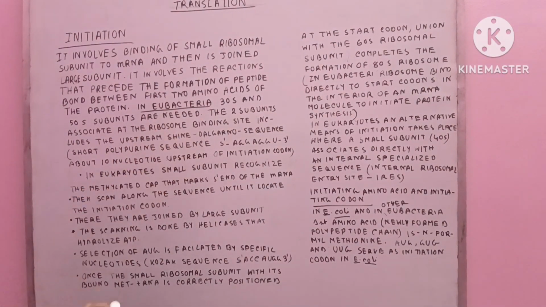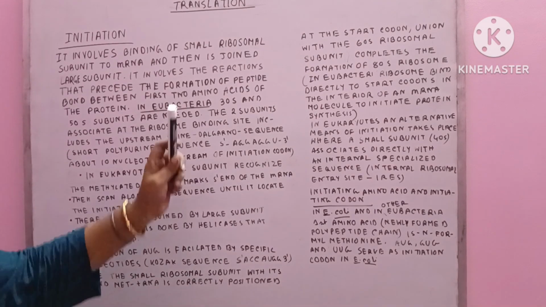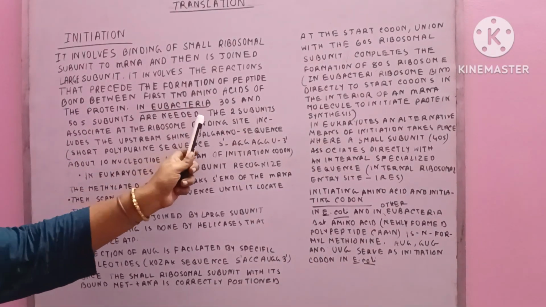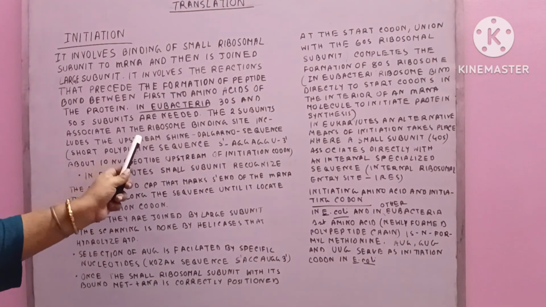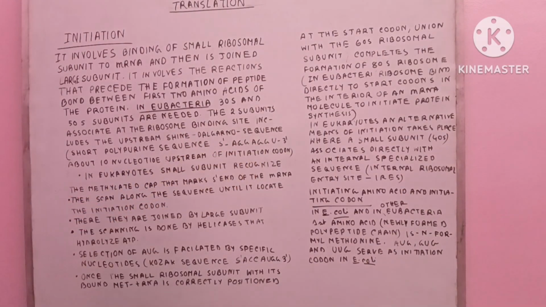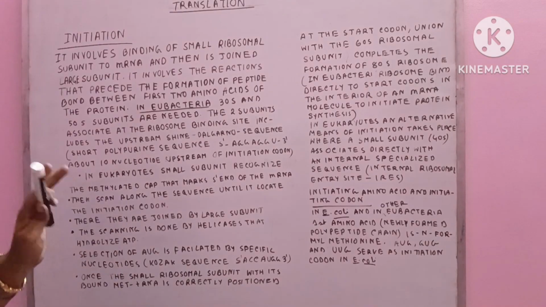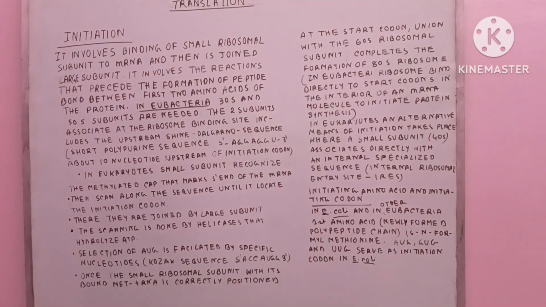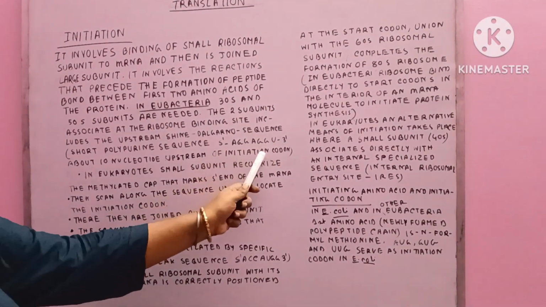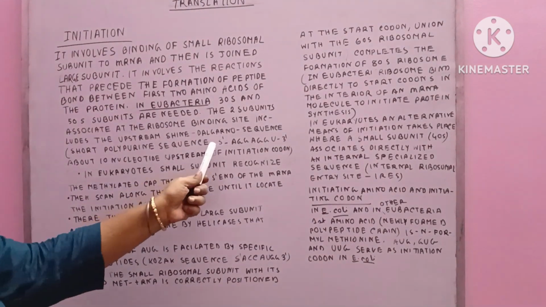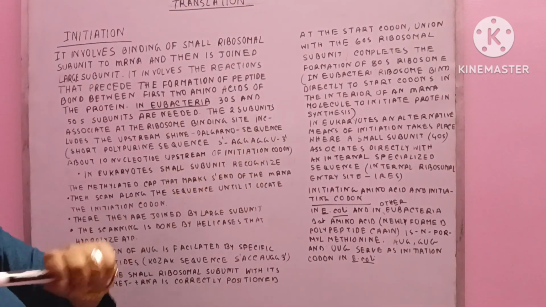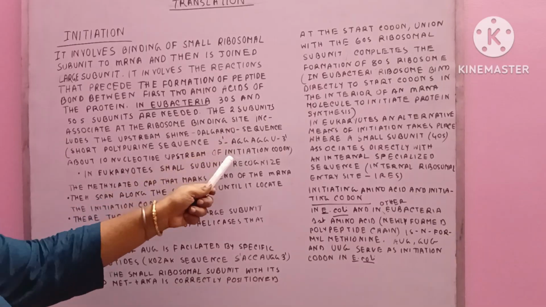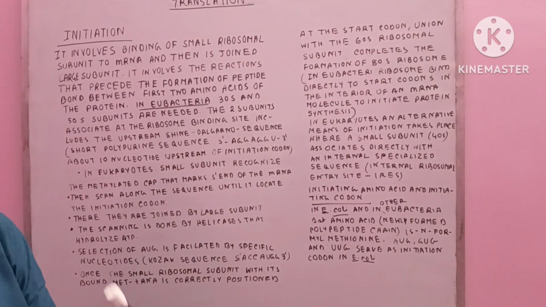Okay, so in the case of Eubacteria, the 30S, the small subunit, and the 50S, the large subunit, are needed, and the two subunits associate at the ribosome binding site, which includes the upstream Shine-Dalgarno sequence. What is this Shine-Dalgarno sequence? It is a short sequence starting at the 5 prime end and ending at the 3 prime end, with nitrogenous bases in the middle. For example, 5 prime AGGU 3 prime. This type of short sequence is known as the Shine-Dalgarno sequence.